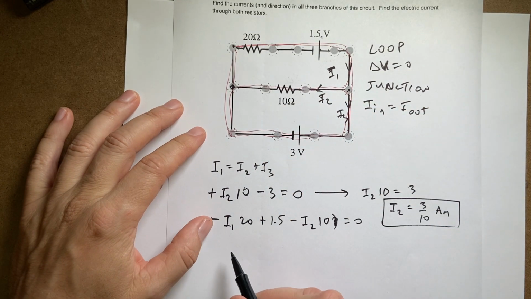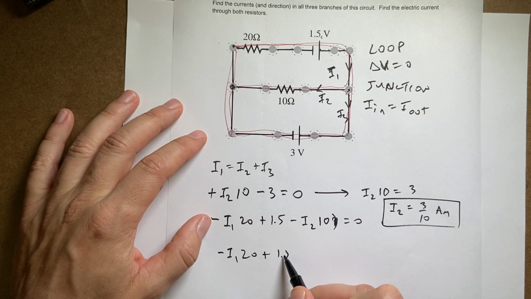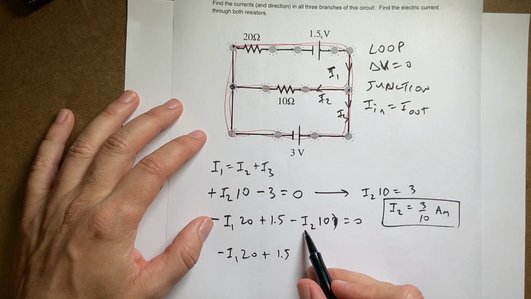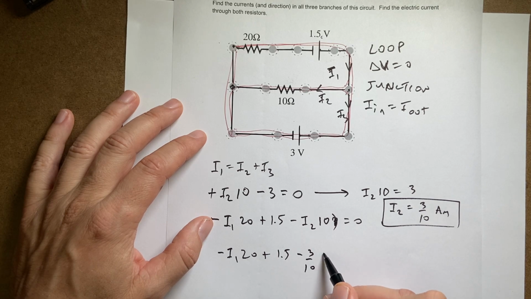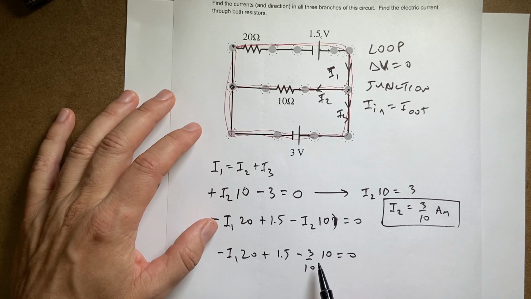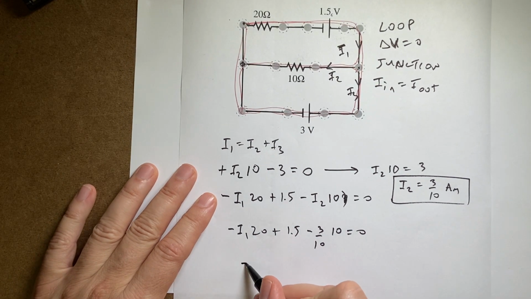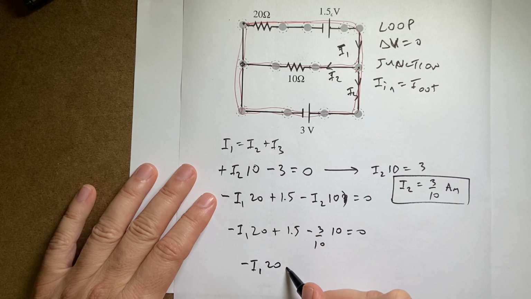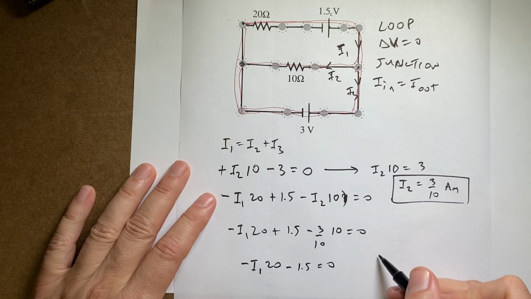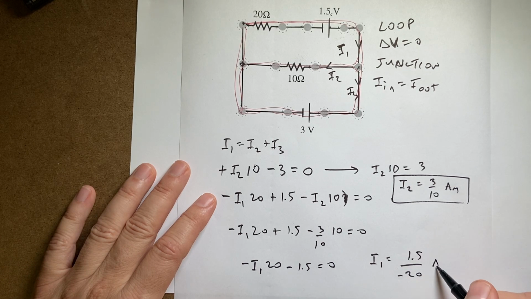So down here, I can say minus I1 times 20 plus 1.5. Now I2 is going to be minus 3/10 times 10 equals 0. So this is going to be just minus 3. I have 1.5 minus 3, which is minus 1.5. And I get minus I1 times 20 minus 1.5 equals 0. So now if I add 1.5 to both sides, I can solve for I1. I1 is going to be equal to 1.5 divided by negative 20 amps.